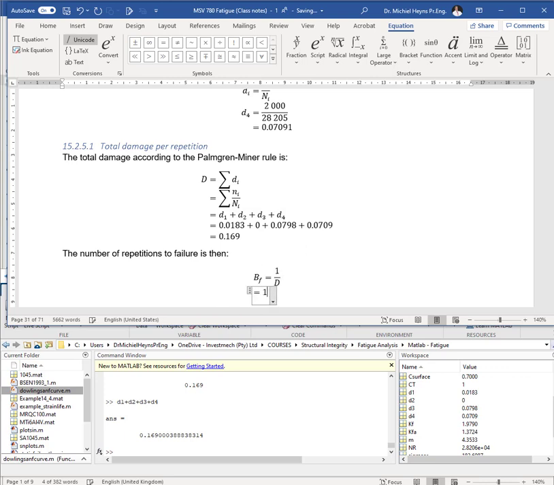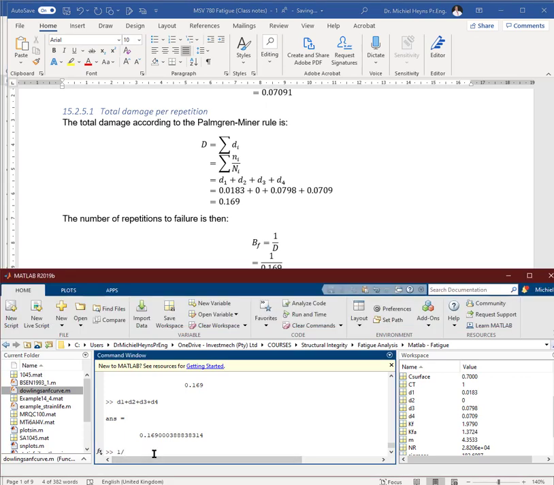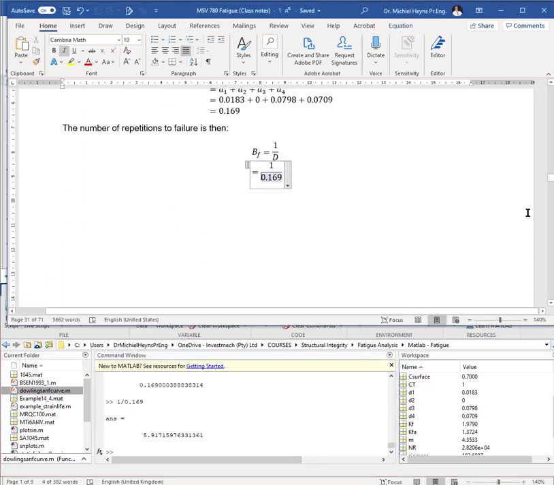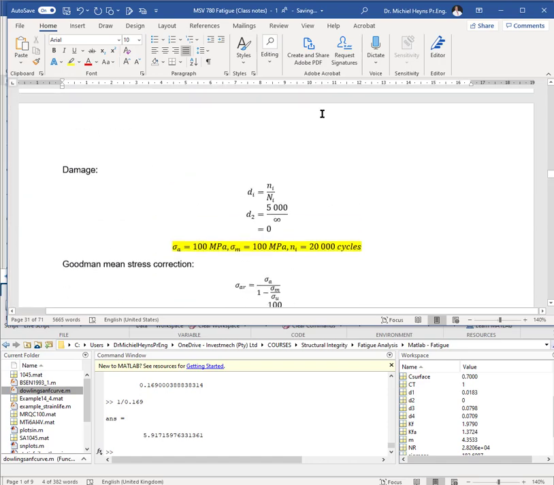And that is equal to 1 divided by 0.169, which is equal to 5.9. So 5.9 repetitions to failure. That's the number of repetitions that we can have, as calculated below. So there we've answered the question of this problem.